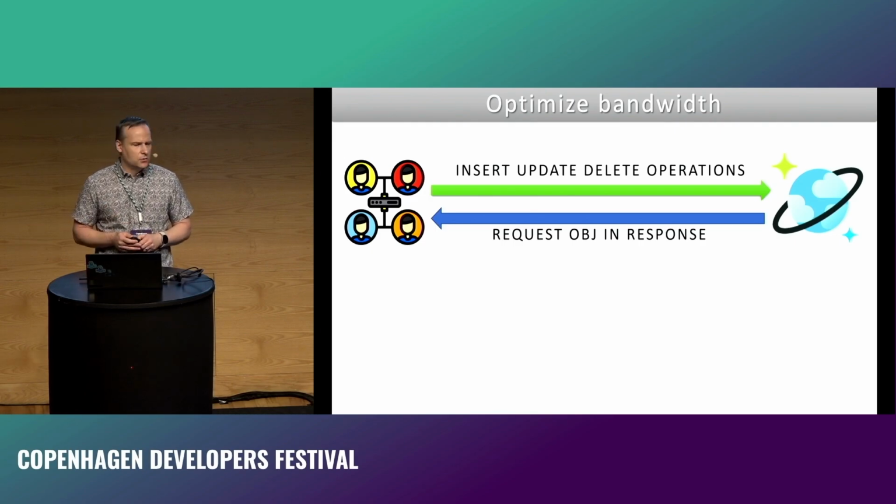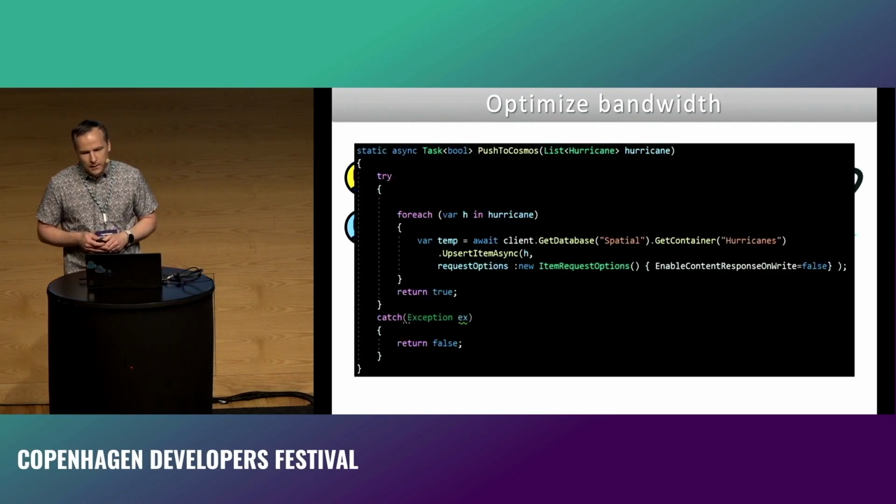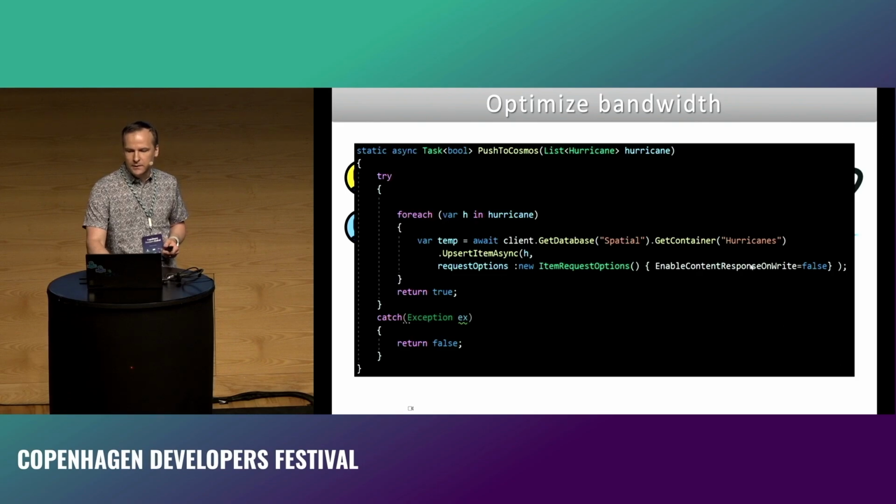You can easily control that by using the enable content response on write parameter. If you make this false, that object will not be attached to the response, and the packages will be much smaller. That will help you, especially if you are doing anything with bulk mode. So this will really help you.